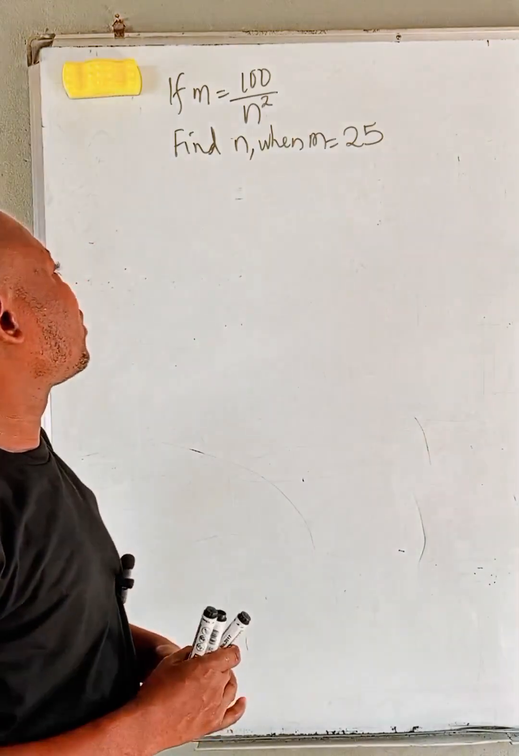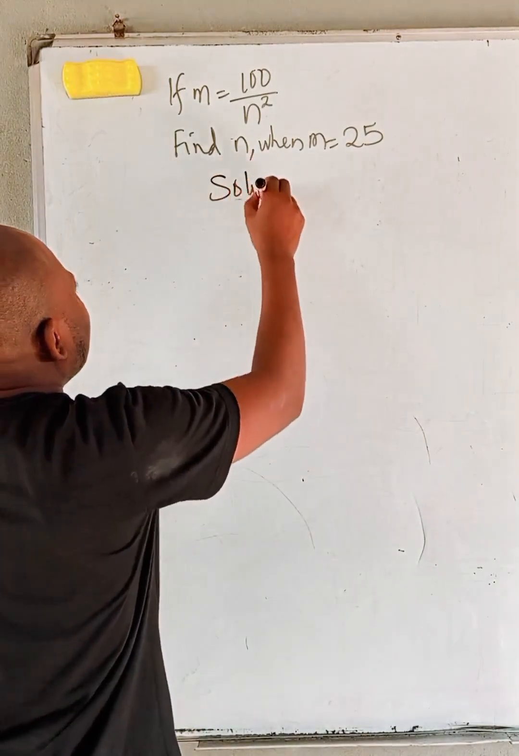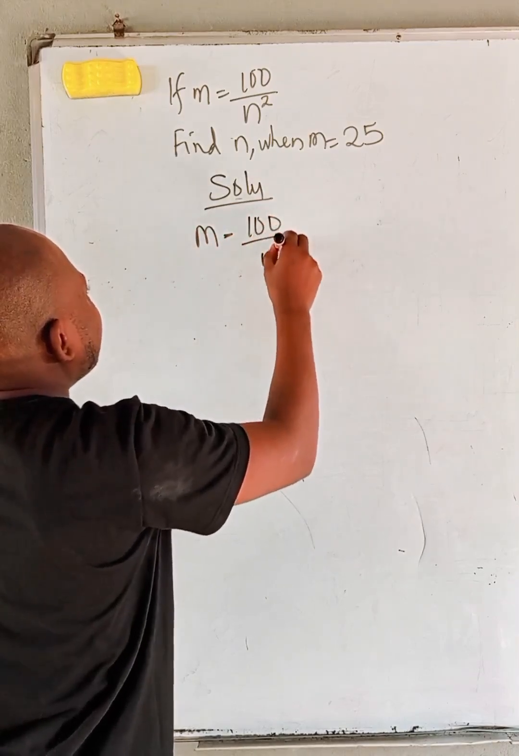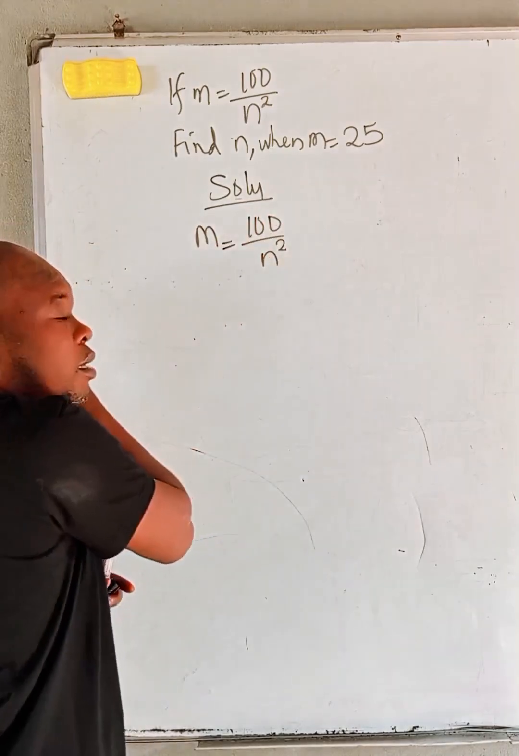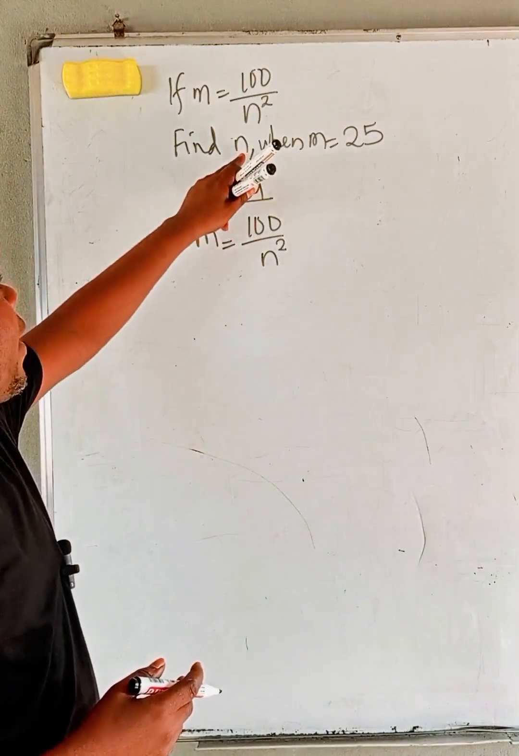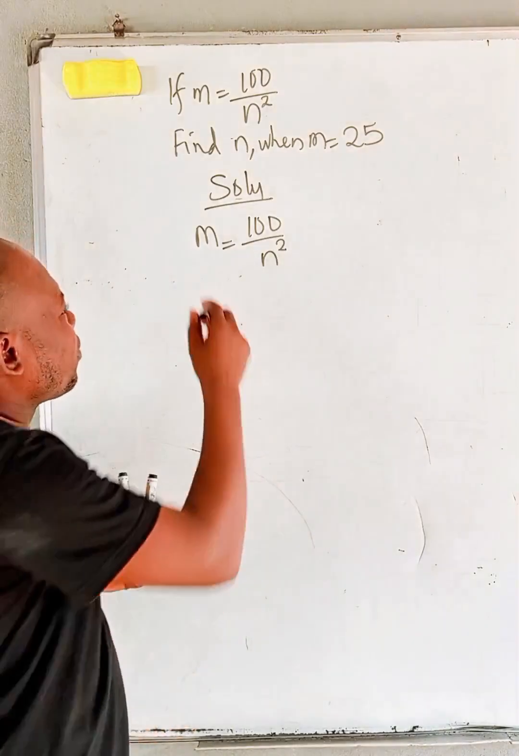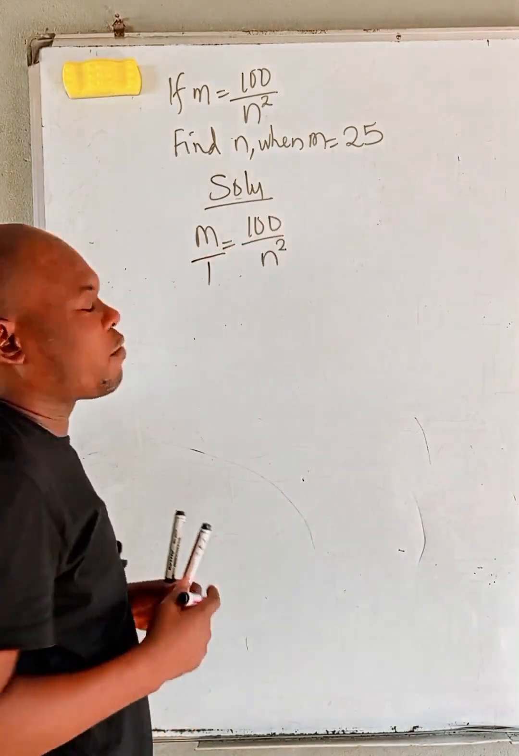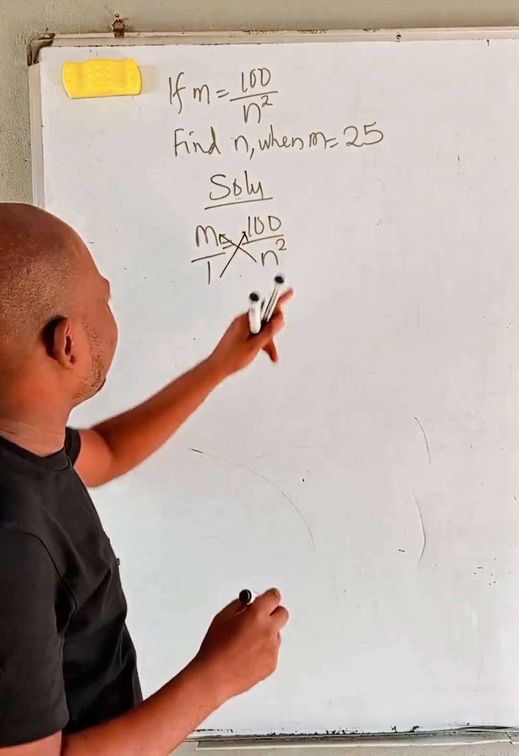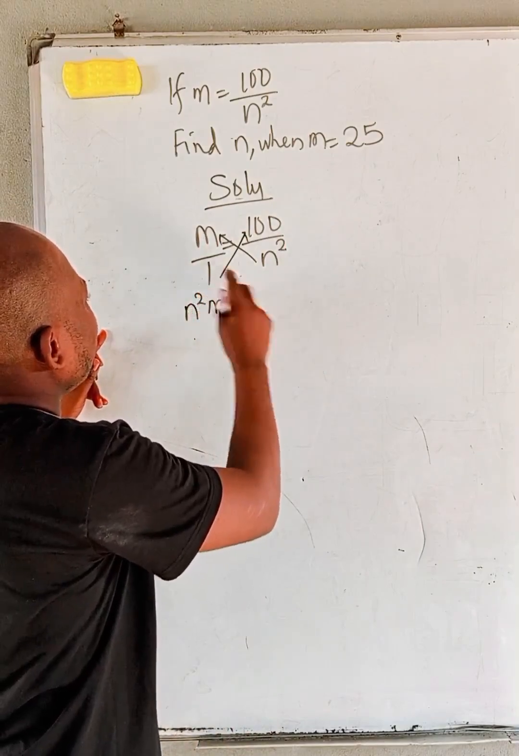The first thing we have to do is to put this in perspective. We have m equal to 100 all over n squared. Since we have to find n, we make n the subject of the formula. So we make this over 1 so that both will be in fraction form, and then we cross multiply. So we have n squared times m, which gives us n squared m equal to 1 times 100.